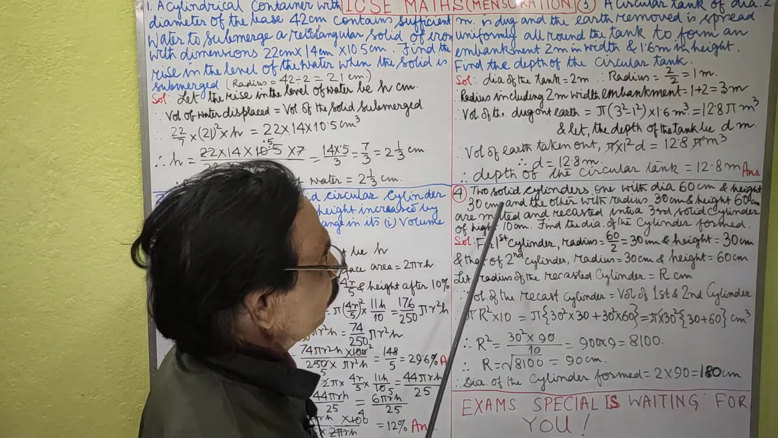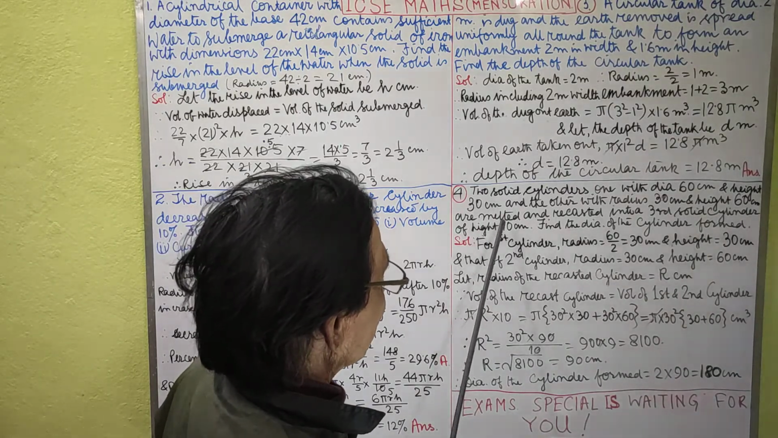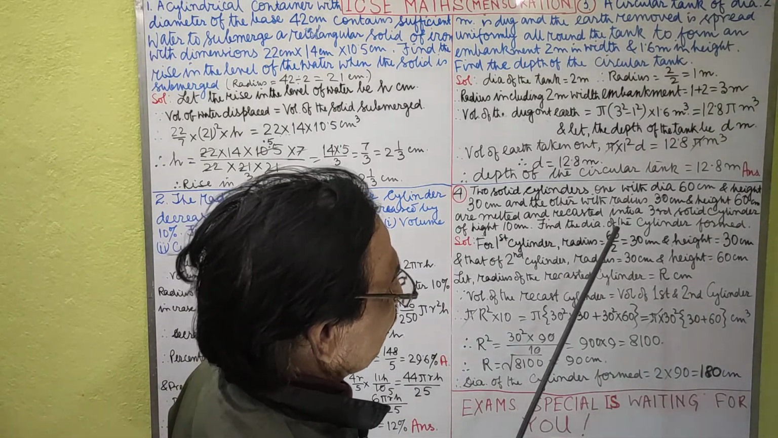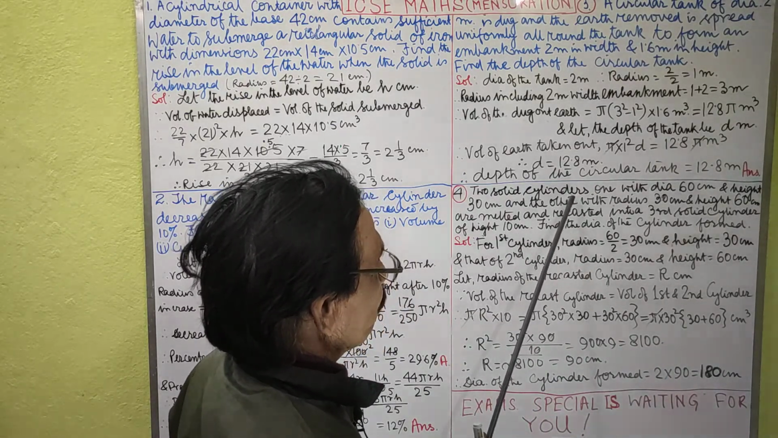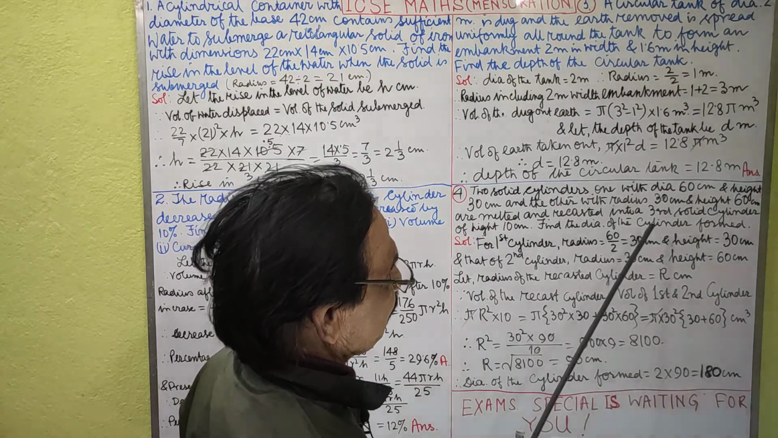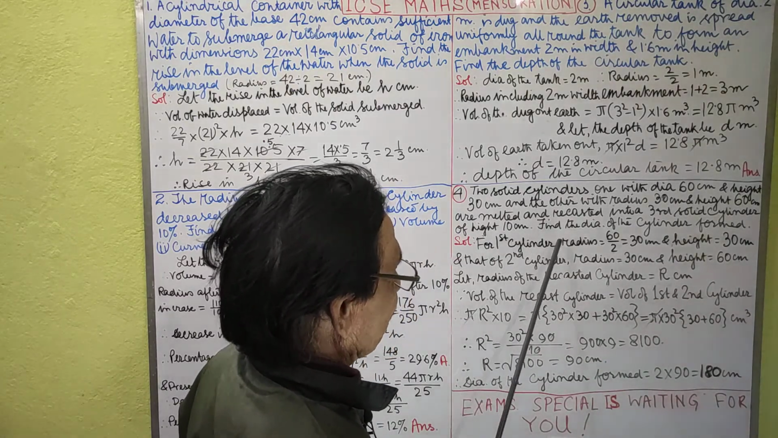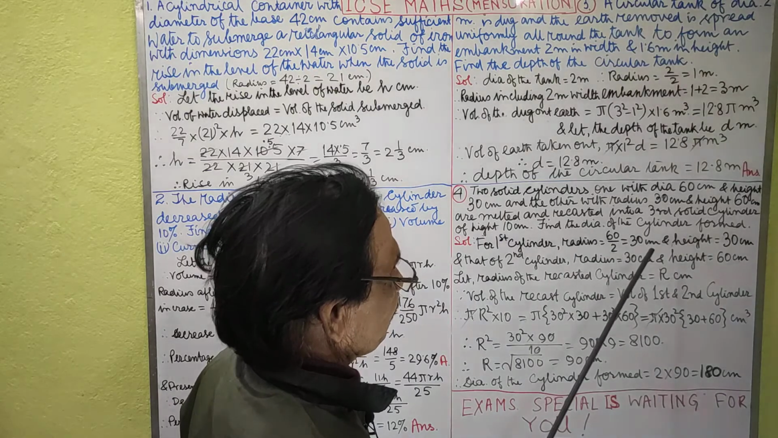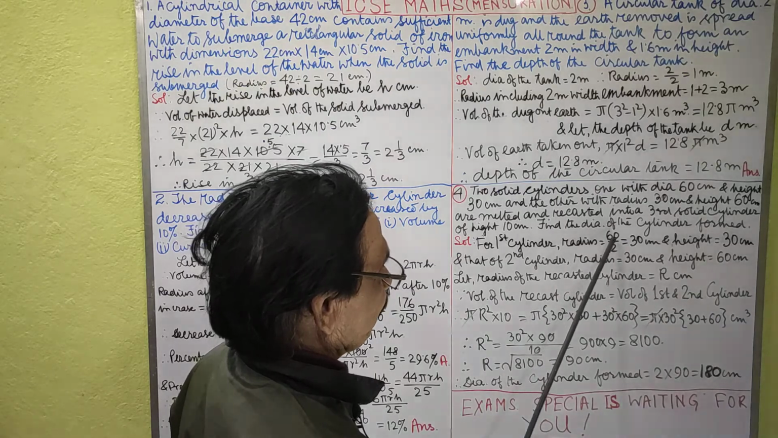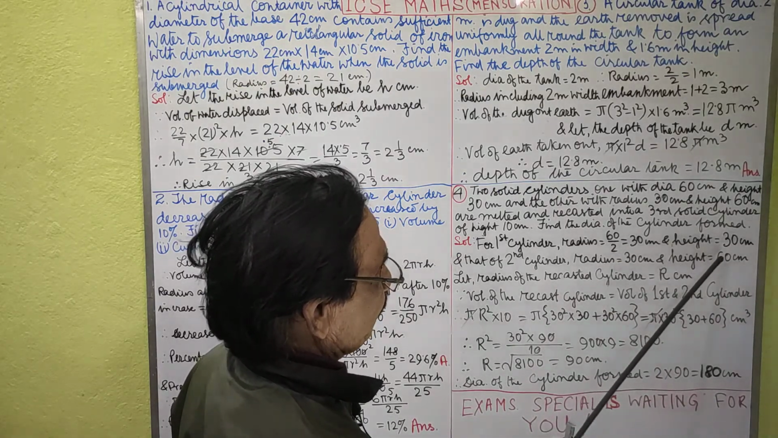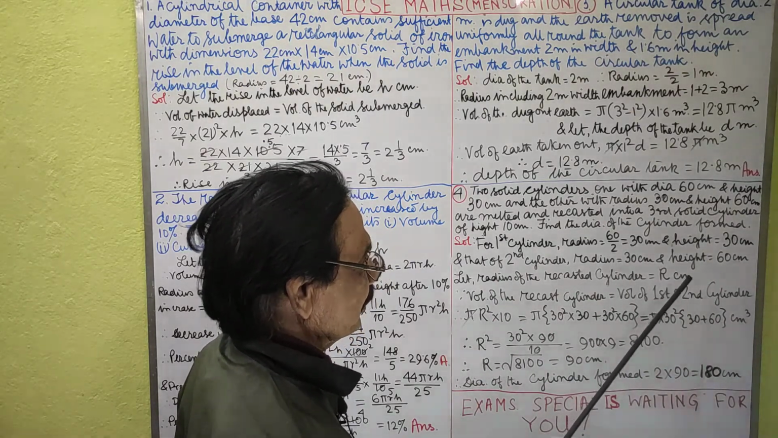Now another one: two solid cylinders, one with diameter 60 centimeter and height 30 centimeter, and the other with radius 30 centimeter and height 60 centimeter, are melted and recasted into a third solid cylinder of height 10 centimeter. We have to find out the diameter of the cylinder so formed. For the first cylinder, the radius will be diameter by 2, that is 30 centimeter, and height is 30 centimeter. For the second cylinder, radius is 30 centimeter, height is 60 centimeter.